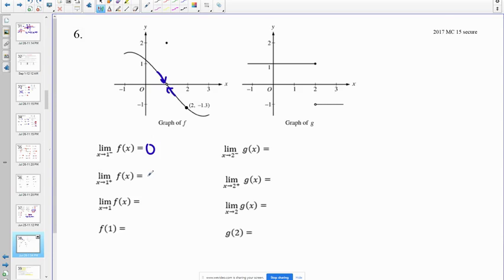1 from the right, the answer is also going to be 0. If these two are the same, coming from the right and the left, this is 0. And then finally the question is, what's f of 1? That's going to be 2.